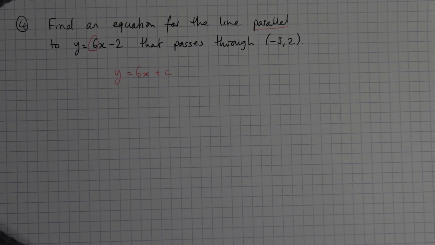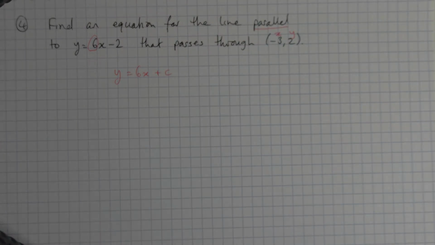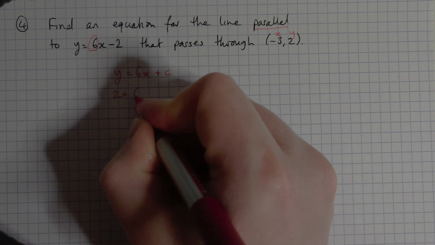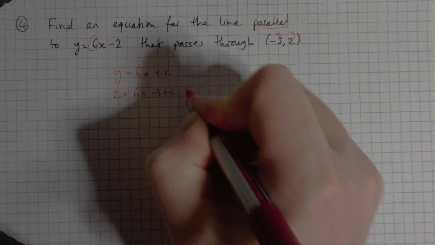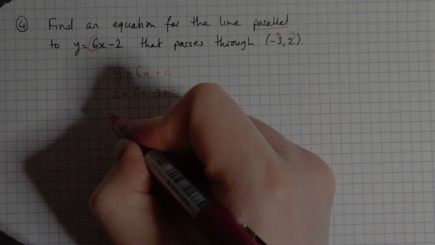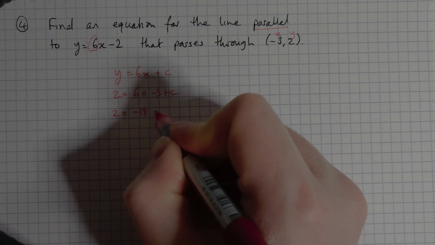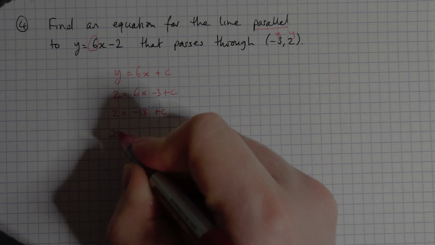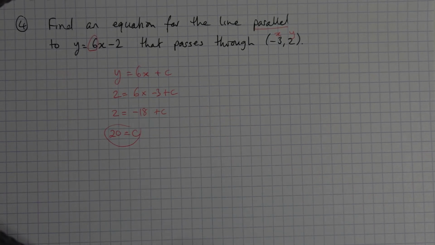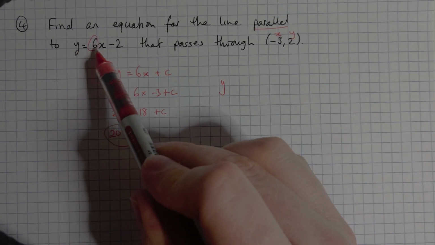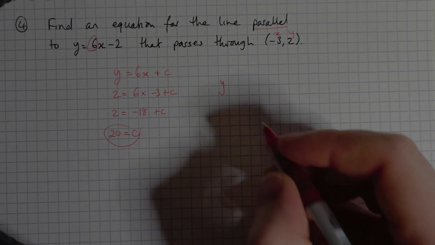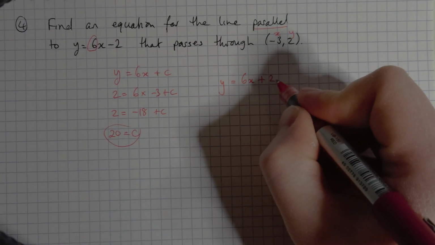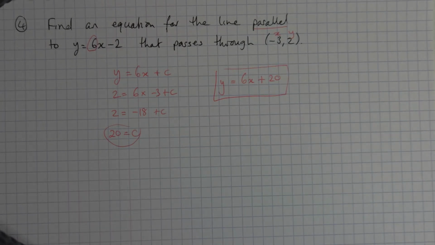And you've seen this before now. I substitute these in. That's my x-coordinate, that's my y-coordinate. So sub these in to try and get the c. Y is 2 when x is -3. 6 lots of -3 is -18. To get c on its own, I'll have to add 18 to both sides. 2 plus 18 is 20. C is 20. So the equation of the line that's parallel to this but passes through (-3, 2) must be y equals 6x, same gradient, plus 20.